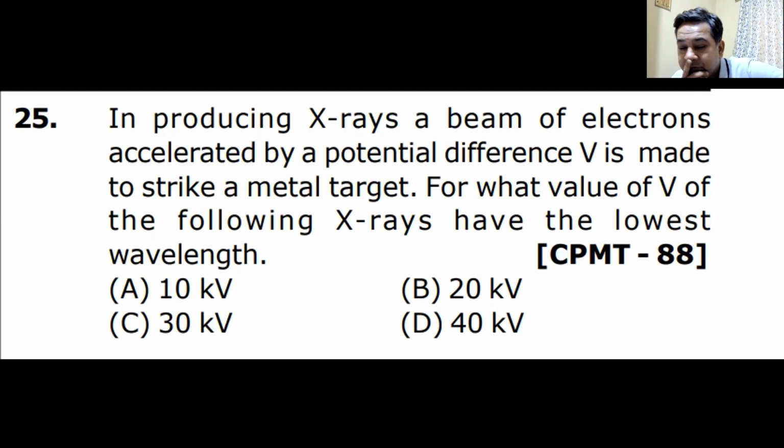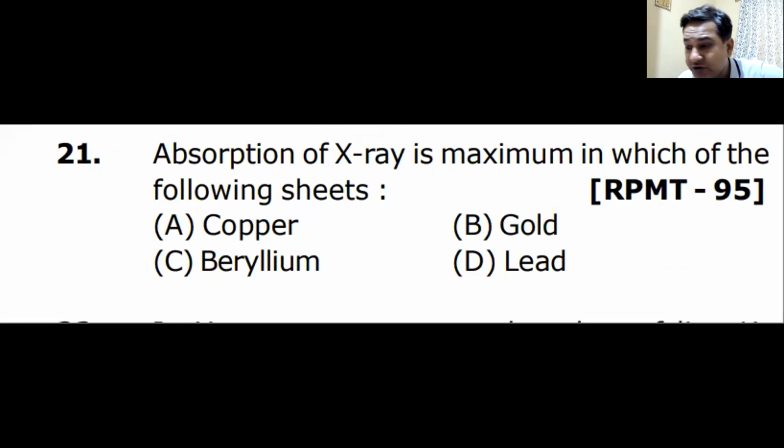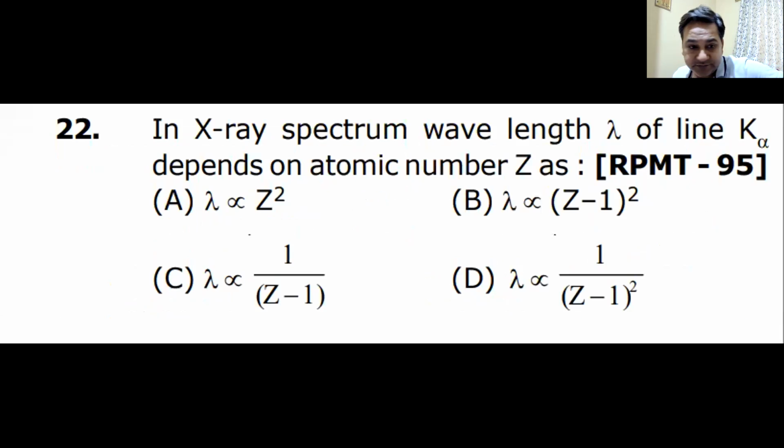Sir, D. D is the answer. Why is D the answer? More potential difference, wavelength is inversely proportional to it. You have to remember all these things. If you don't remember it, you are out. Next one. Straight away, straight answers. D, sir. Good, sir. So we are getting the hang of it, sir. Next, sir.